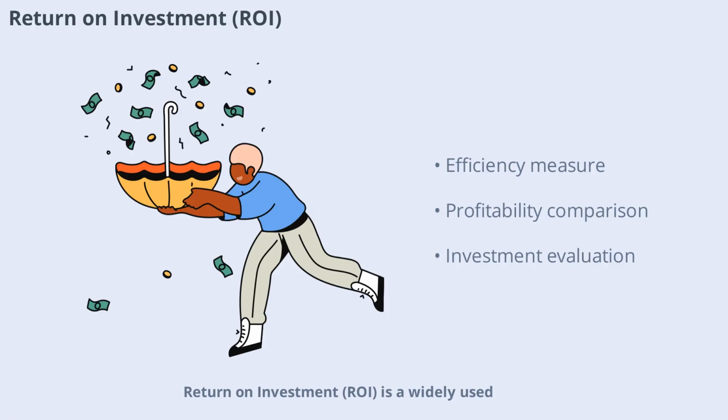Return on investment (ROI) is a widely used metric to evaluate the efficiency of an investment. It is calculated by dividing net profit by the initial investment cost. A higher ROI indicates better performance. ROI is useful for comparing the profitability of different investments or projects.